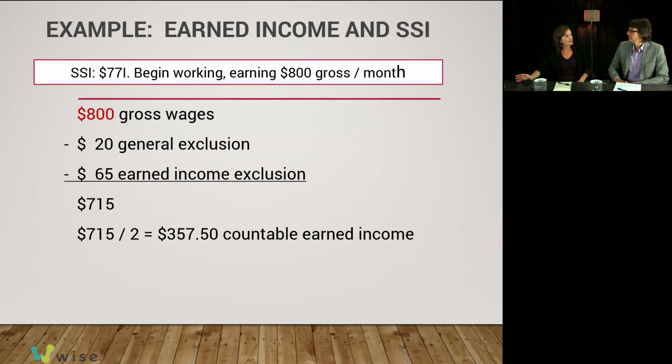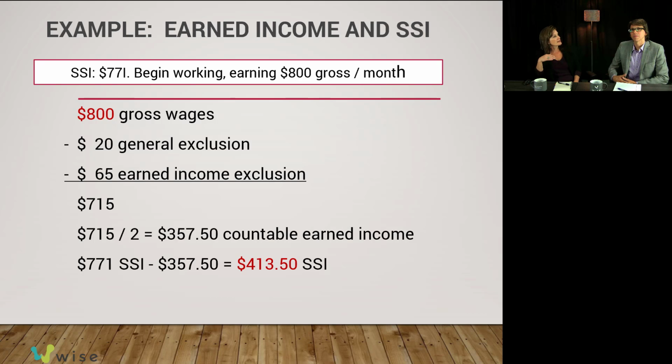But then there's another earned income exclusion, and this one is pretty powerful. It means that you're really only counting 1/2 of the remaining earned income towards your SSI benefit. So it's called the 1/2 earned income exclusion, and you divide that subtotal of $715 in earned income by 2, by 1/2, and it brings us to $357.50 in countable earned income.